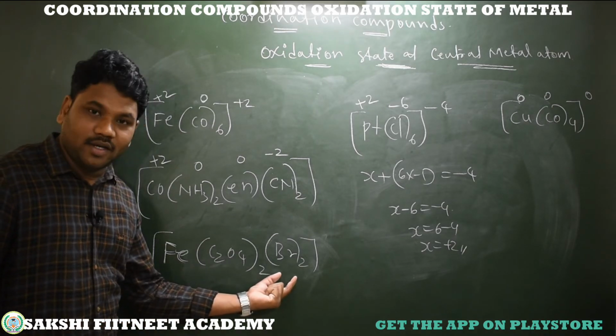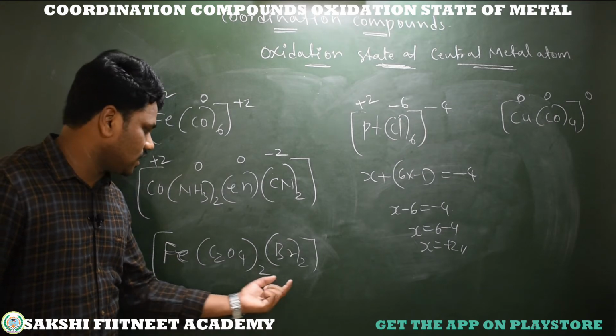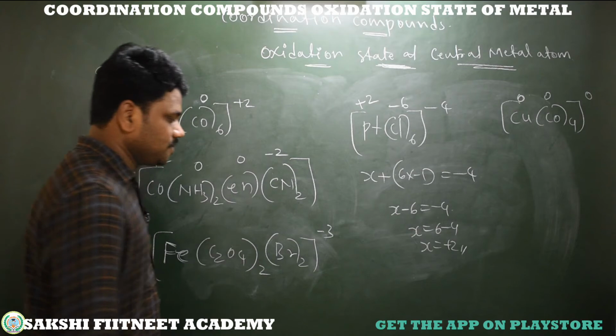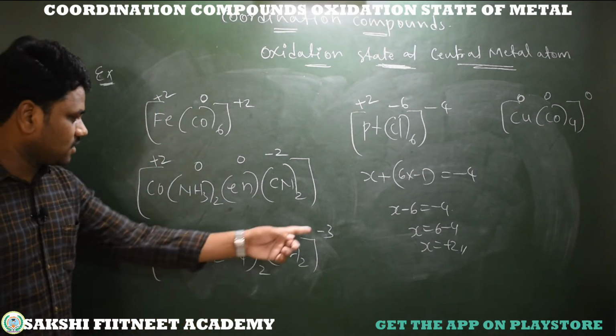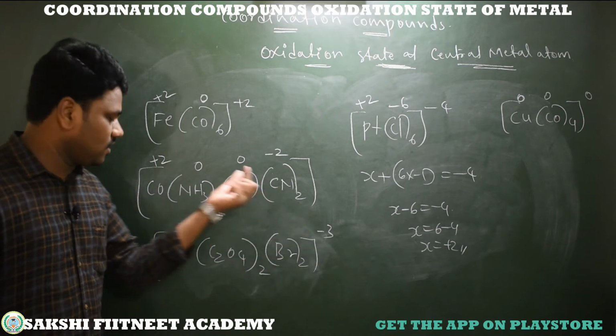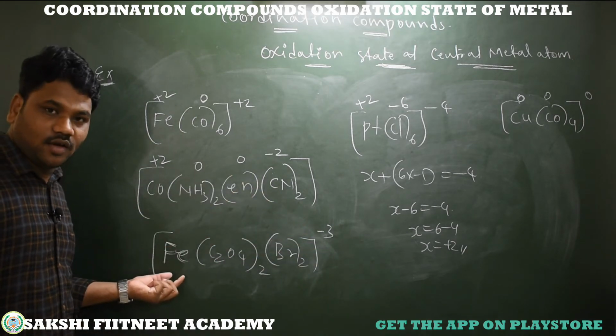And what about the bromine? Each bromine gives -1 oxidation state. The total overall charge of this complex is -3. We just compare the ligand charge with the total charge, then we can assign directly the oxidation state of ferrous.